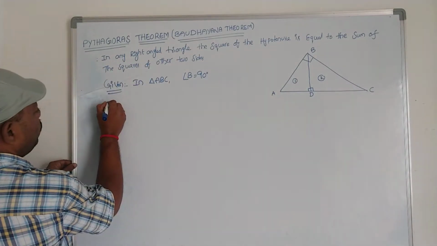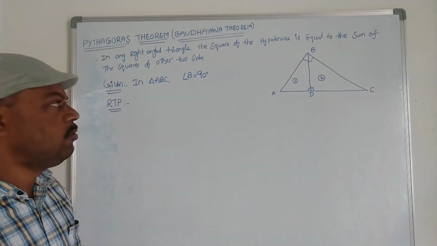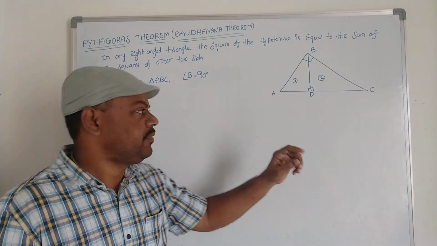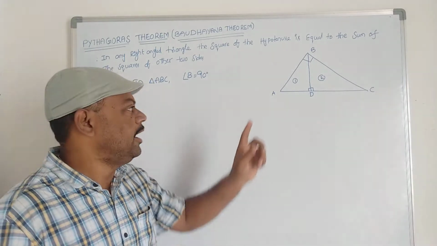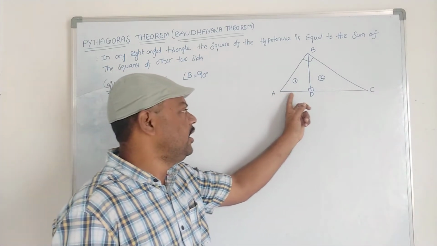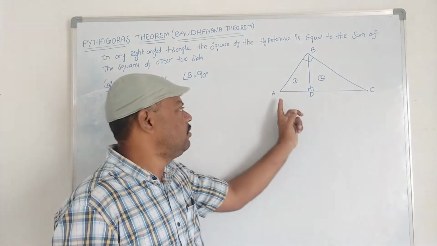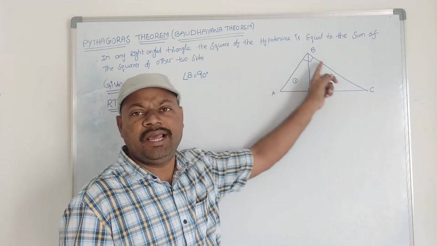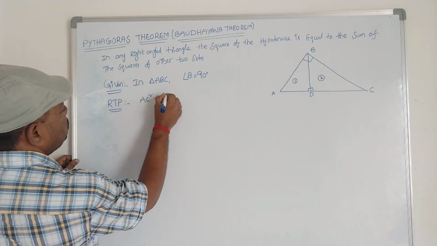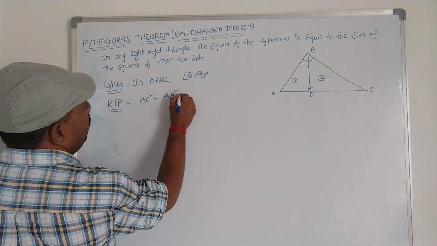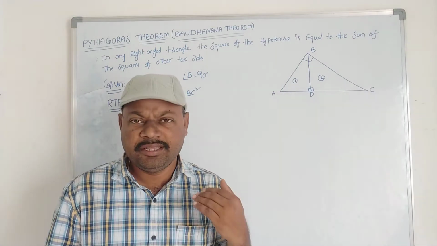Next, what do we prove here? RTP, required to prove. What is the Pythagoras theorem? Hypotenuse square equals side 1 square plus side 2 square. What is the hypotenuse? AC square equals, the first side is AB and the second side is BC. So AC square equals AB square plus BC square. That is required to prove.